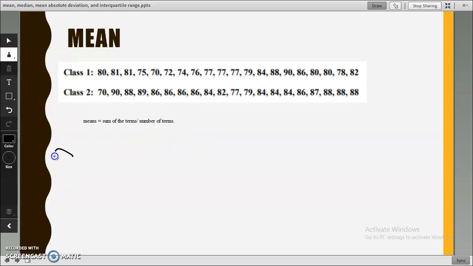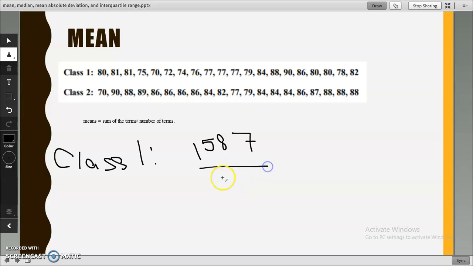For class 1, I'm going to use a calculator, of course. I hope you have one too. You can use a phone, your computer, or a calculator. But if I just plug in 80 plus 81 plus 81, dot, dot, dot, add them all up, I get a sum of 1587. And if I divide by how many there are, there are 20 of them, I get 79.39. So the mean for class 1 is 79.39.